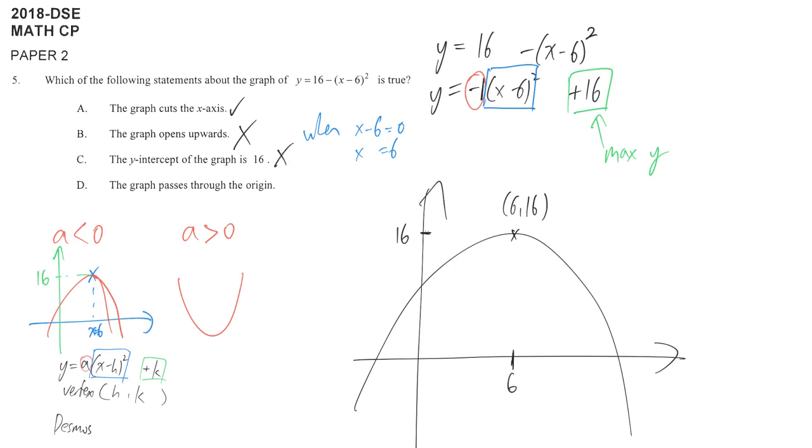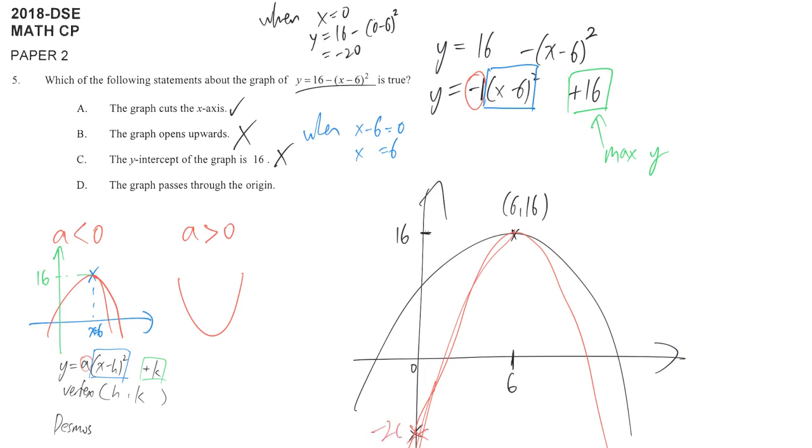The graph passes through the origin, that means when x is 0, y is 0. Maybe we test here. On this curve, when x equals 0, y is equal to 16 minus (0 minus 6) squared, that means negative 20. So it should pass somewhere here. The correct graph should be like this. So this is negative 20 and not the origin. So this is also wrong. The correct answer is A.